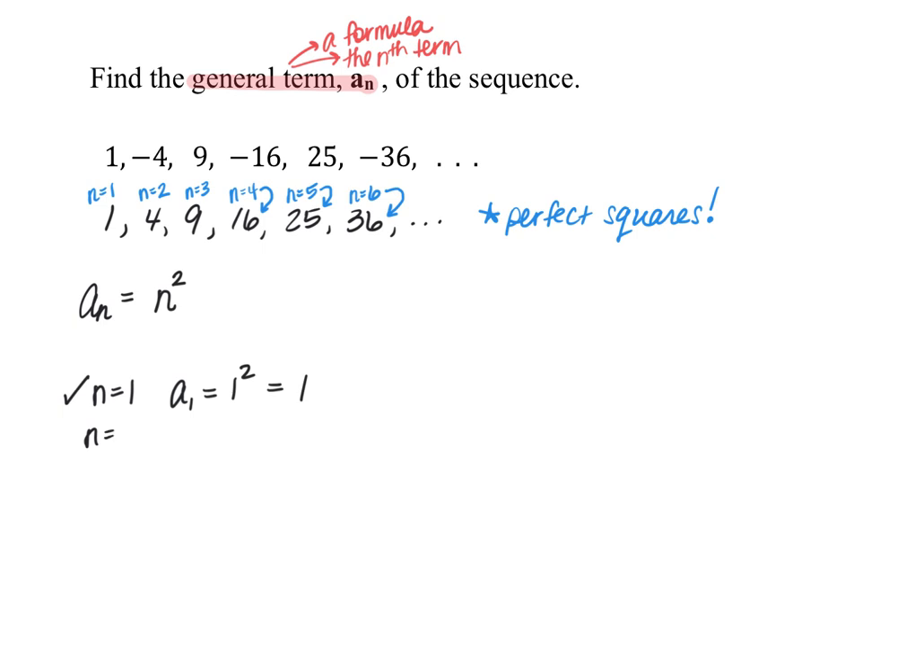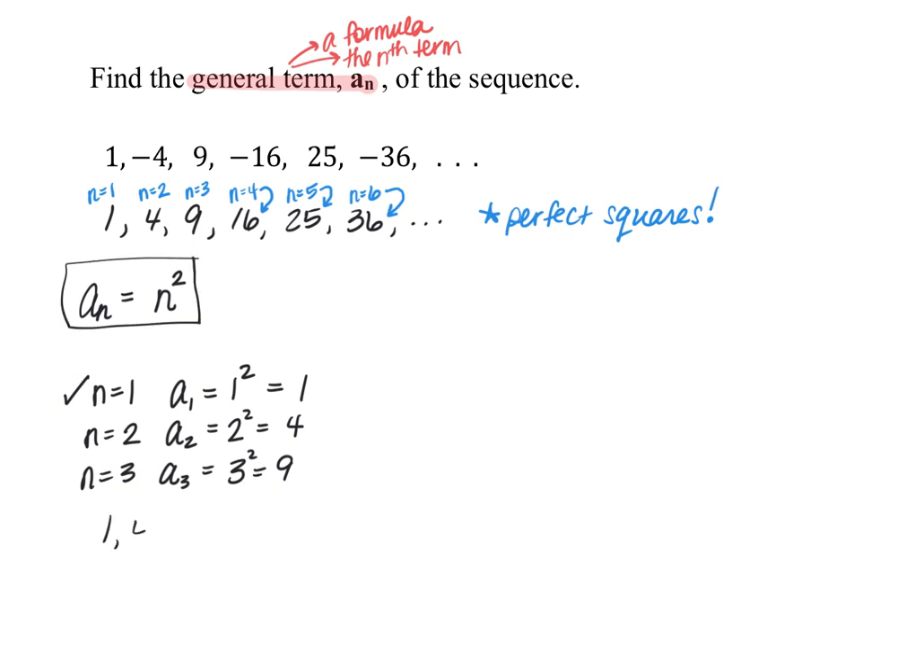And then always check several terms. So if n equals 2, I'm plugging in 2. A sub 2 means I would have 2 squared, which would give me positive 4. I'm going to do one more. If I plug in n equals 3, a sub 3 will be 3 squared, which would give me 9. So this formula, a sub n equals n squared, will generate the sequence of numbers 1, 4, 9, and on, which is almost what I want.